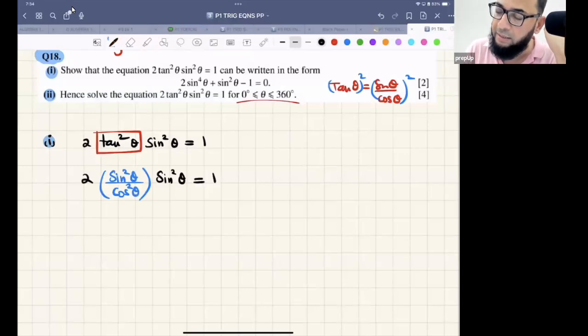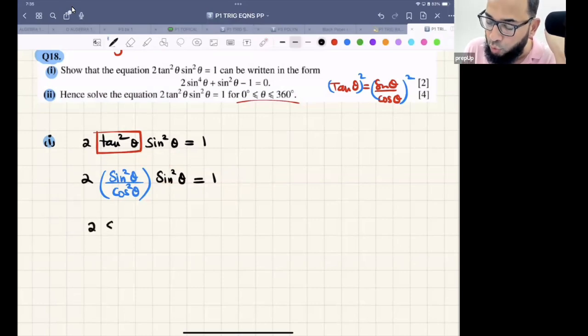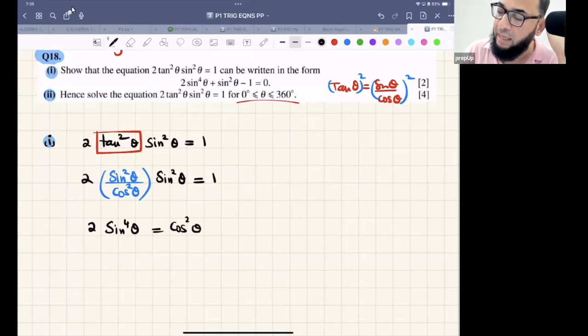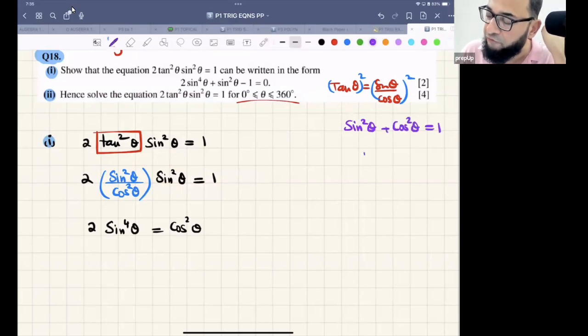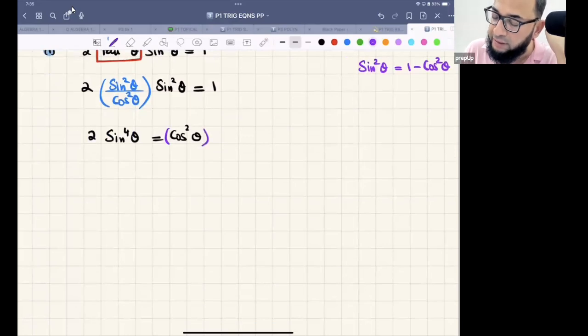So now I'll multiply this, like x square into x square, that is x to the power 4. Sine square into sine square, that is sine power 4 theta, and this cos square theta will be taken to the other side. 2 sine power 4 theta equals cos square theta. But we also know the fact sine square theta plus cosine square theta equals 1. Therefore, cosine square theta is 1 minus sine square theta.